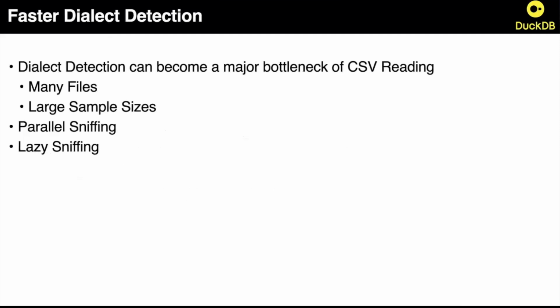Faster dialect detection. So I talked a lot about the sniffer. There are still a lot of low-hanging fruits there for optimization, especially because dialect detection can actually be one of the major bottlenecks of CSV reading. We currently only sniff, I think, 10 data chunks, so that's 20,000 rows of the file. But sometimes you have weird stuff happening in one line of the CSV file, and then you want to set up the sniffer to run on the whole thing. The sniffer is single threaded, so it can get pretty slow.